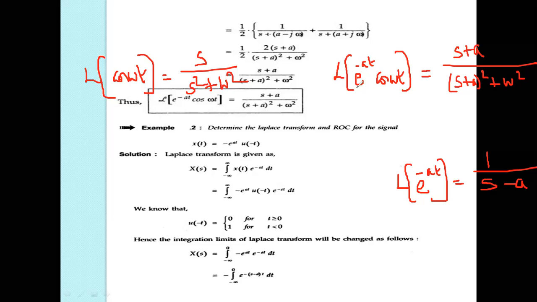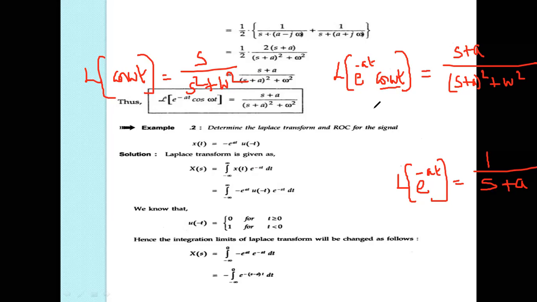Now it is multiplied with e power minus at. What is the Laplace transformation of e power minus at? It is 1 by s plus a. So the term s changes to s plus a when the negative exponential is multiplied with cos omega t.